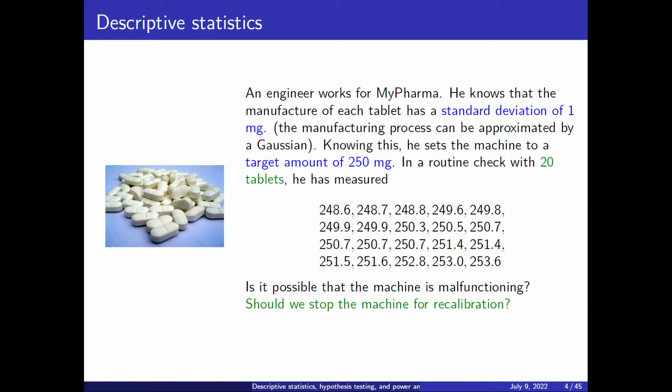So every week you take 20 tablets, and this week we have taken these 20, and these are the amount of the compound that are in each one of the tablets. I have sorted them by number, but when you collect them, they come out of order. Okay, so is it possible that the machine is malfunctioning? Should we stop the machine for recalibration? So looking at these numbers, should we stop it or not? It's hard to say. So descriptive statistics takes all these numbers and tries to construct a summary.